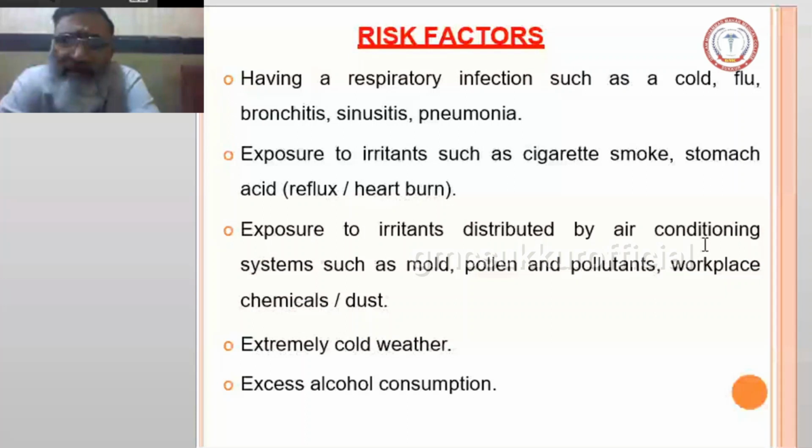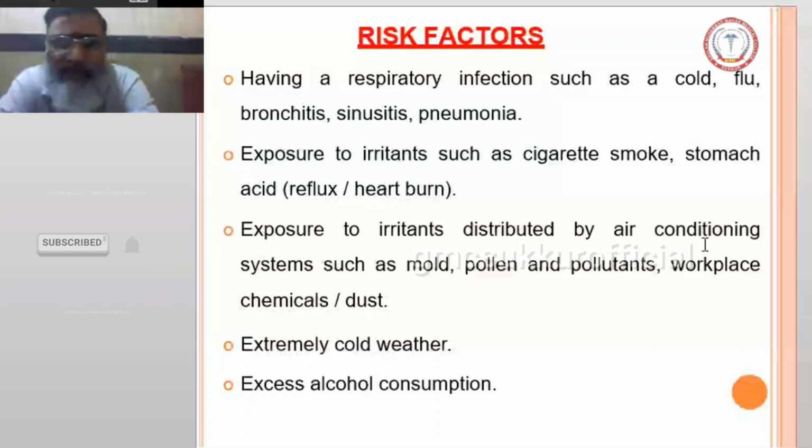Now the exposure to irritants like mold, pollen, pollutants. Now pollutants means the person, suppose, resides in an area where he has to face carbon monoxide from the exhaust fumes from vehicles, or a person who works in industries where he has to face chemicals. So chemicals and the exhaust fumes from vehicles also cause laryngitis.